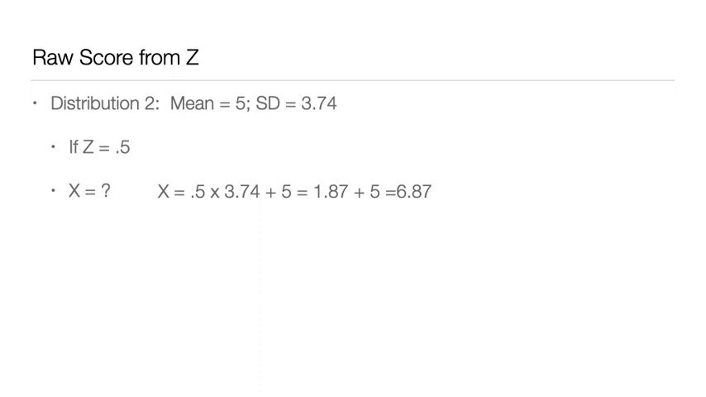So that's how we calculate z-scores, and that's how we calculate raw scores from z-scores. So again, we can go back and forth.